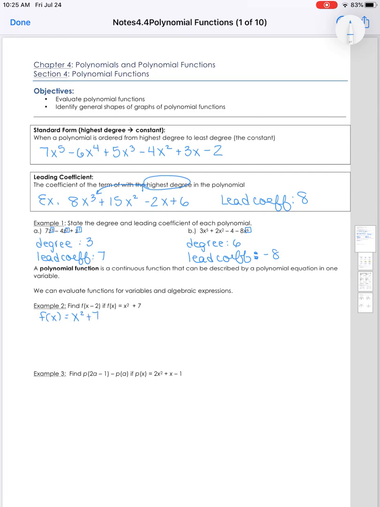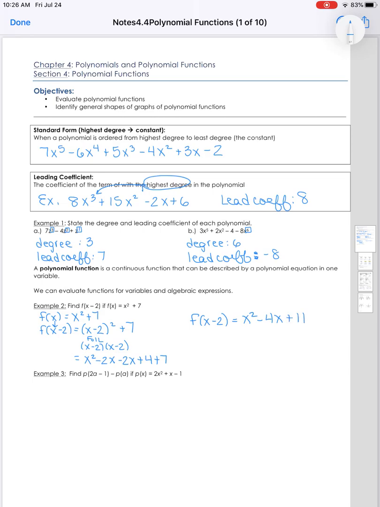So a polynomial function is a continuous function that can be described by a polynomial equation in one variable. So we can evaluate functions for variables and algebraic expressions. So this is where it says find f of x minus 2 if f of x equals x squared plus 7. So if I just recopy this problem down, and the question is asking us to find f of x minus 2, that means wherever there is an x, we are replacing it with x minus 2.